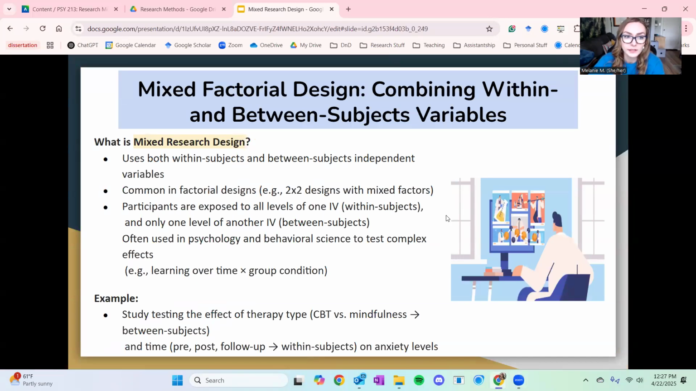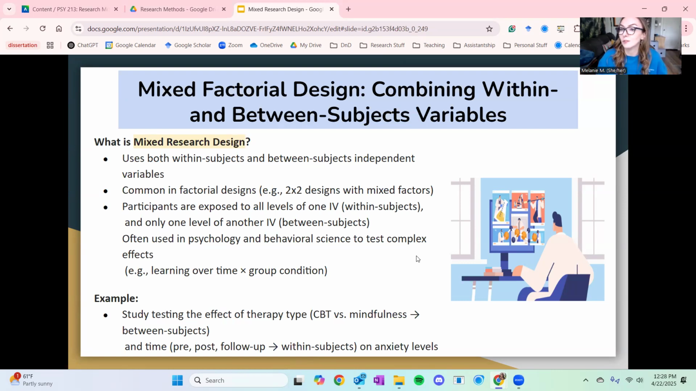So what is a mixed research design or a mixed factorial research design? This is an approach that uses both within subject and between subject independent variables. And it's a very common type of factorial design, which we talked about a couple of weeks ago. In this particular aspect, all participants are exposed to one level, that's the within subjects, and only some are exposed to that other level of between subject.